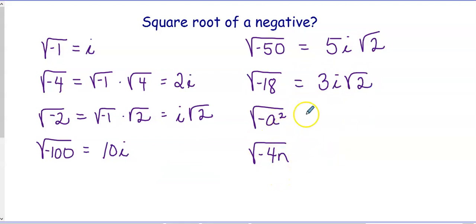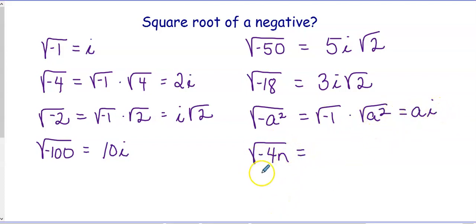Now, square root of -a squared. Well, what is the square root of a squared? So I can break this down. What times itself equals a squared? a. So the answer to this one would be ai. Square root of -1 is the i part. Square root of a squared is a.